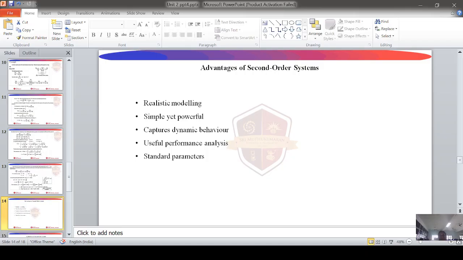Advantages of second order systems: realistic modeling of practical systems, simple yet powerful, captures important dynamic behavior, useful for performance analysis and controller design, and it provides standard design parameters.